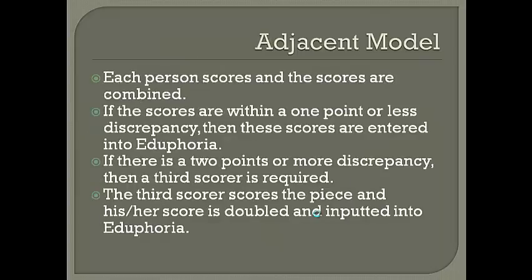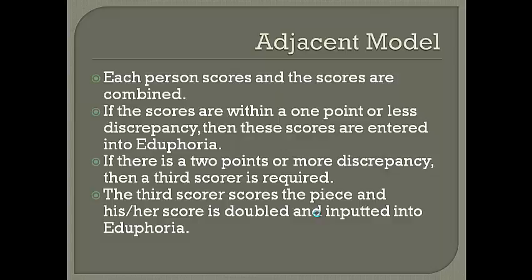The adjacent model: each person scores a writing sample, and their scores are combined. If the scores are within 1 point or less in discrepancy, then these scores are entered into Eduphoria as a combined score. So let's say I'm scorer 1 and scorer 1 scores a 4. Scorer 2 scores a 3. Those two scores will be combined, and it will be a 7. 7 is considered between satisfactory and accomplished writing performance.